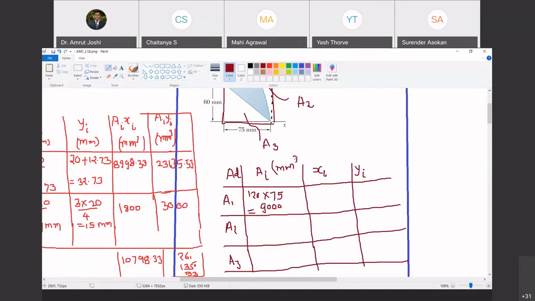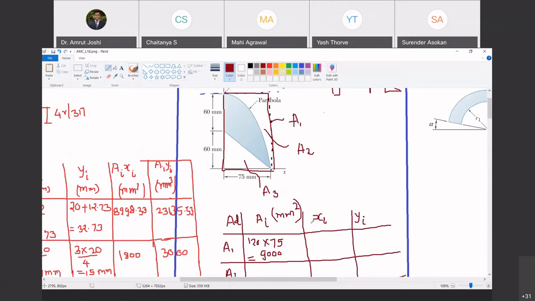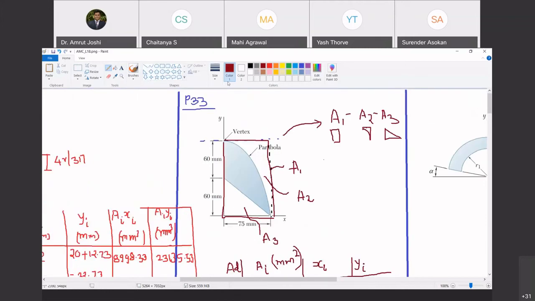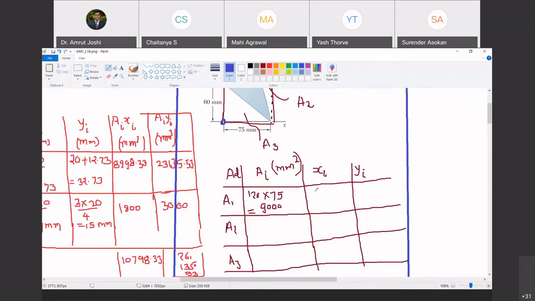Agreed? Yes, sir. 9,000. So what is the value of xi? So where is the origin? Our origin lies somewhere here. And what is the value of xi? It is 75 by 2. Do you agree with me? Yes, sir. So that is 37.5. Happy? Is it correct? 37.5? Yes.